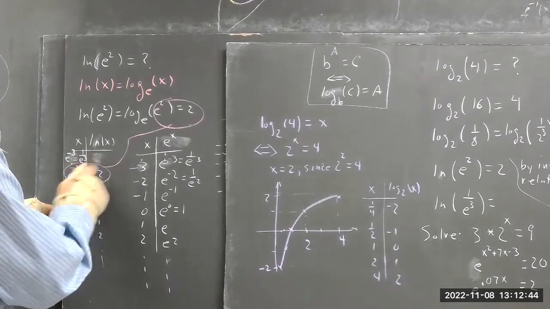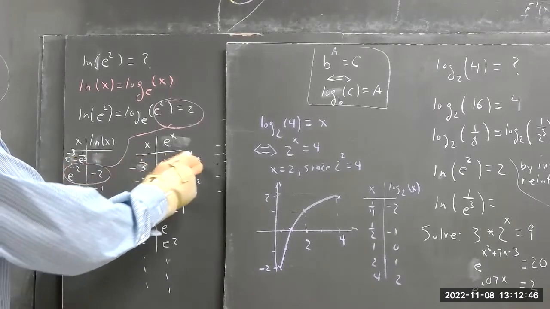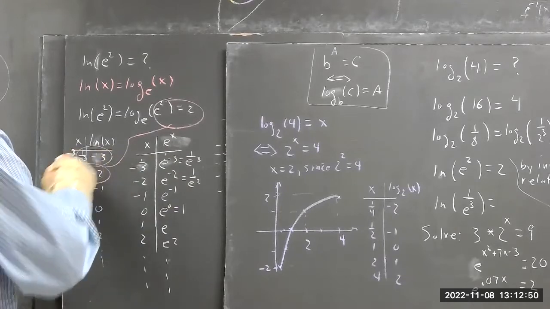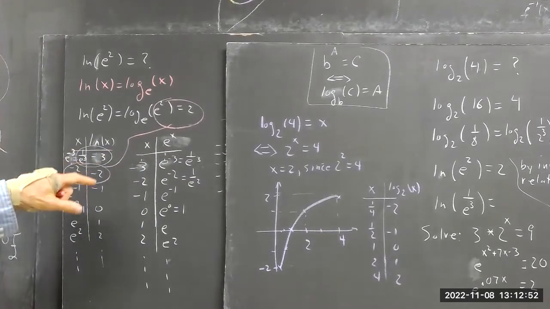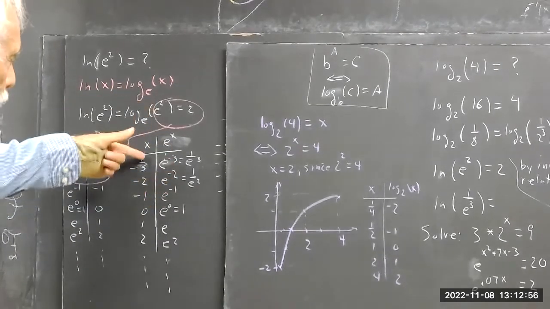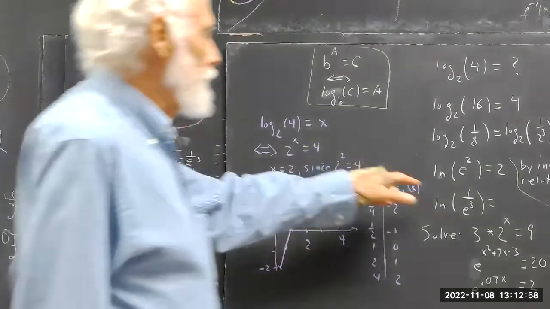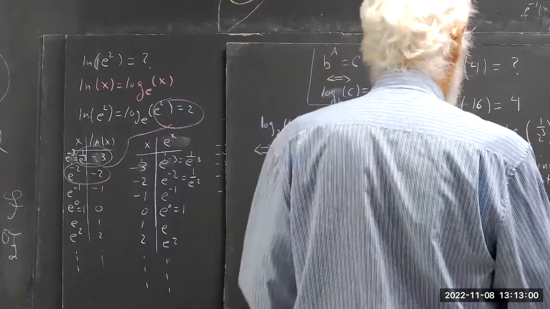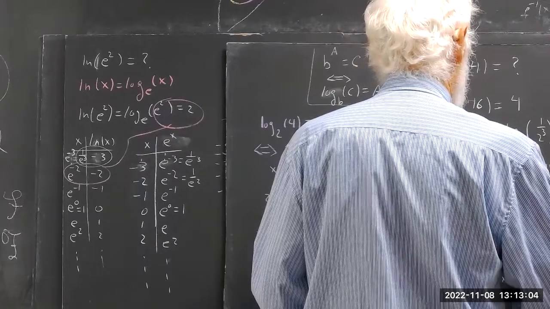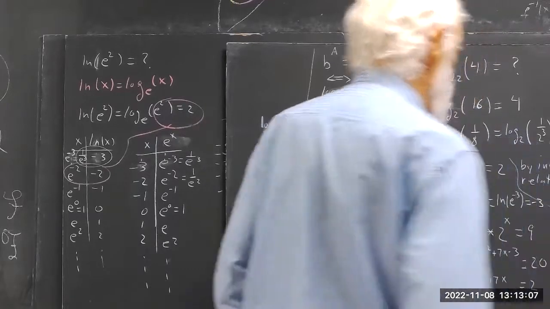You probably can't read that, but just know what I'm writing. It's just going to be the inverse of this, and that gives us negative 3. So since 1 over e cubed is equal to e to the negative 3, the natural log of 1 over e cubed is the natural log of e to the negative 3, and that's just negative 3.